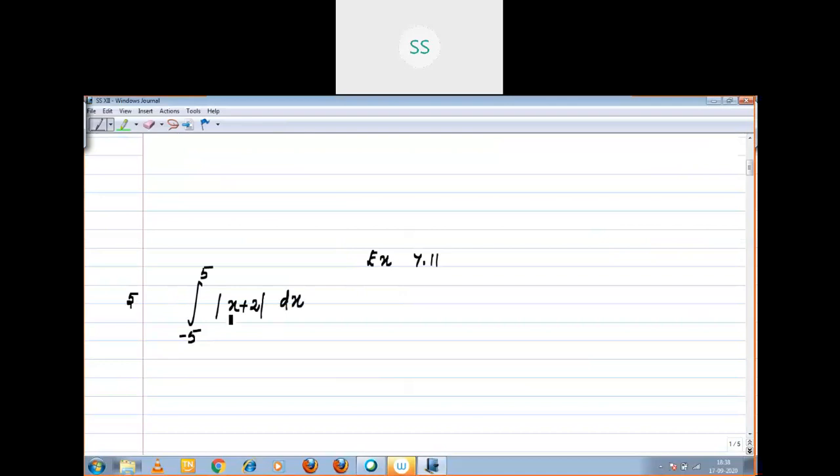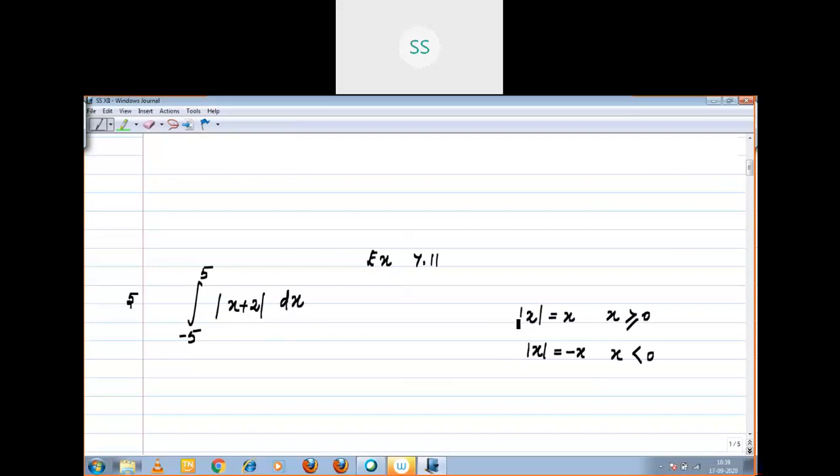Listen children, here the given function is an absolute function. So we can define the absolute function as modulus x equal to x when x is greater than or equal to 0, and modulus x equal to minus x when x is less than 0, right?